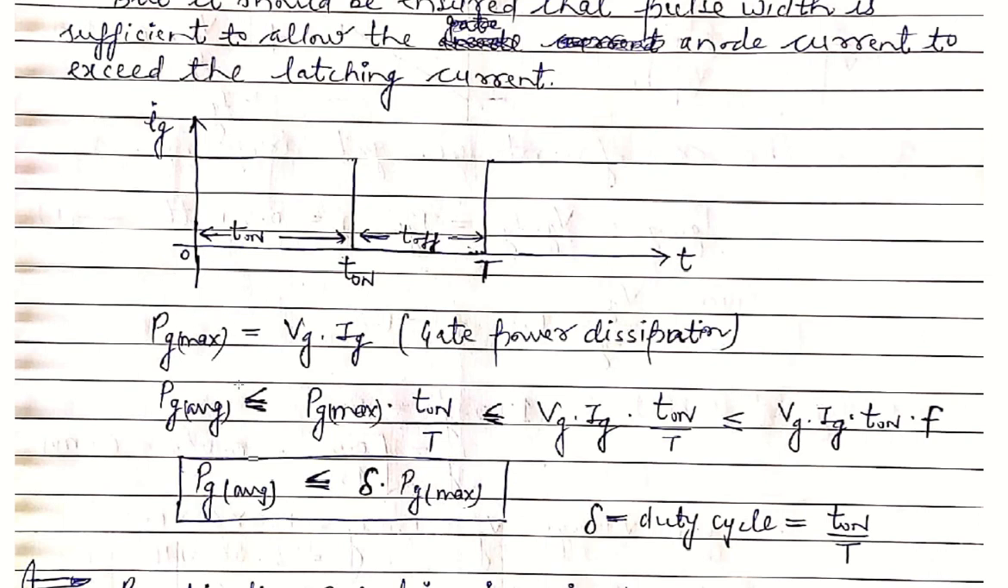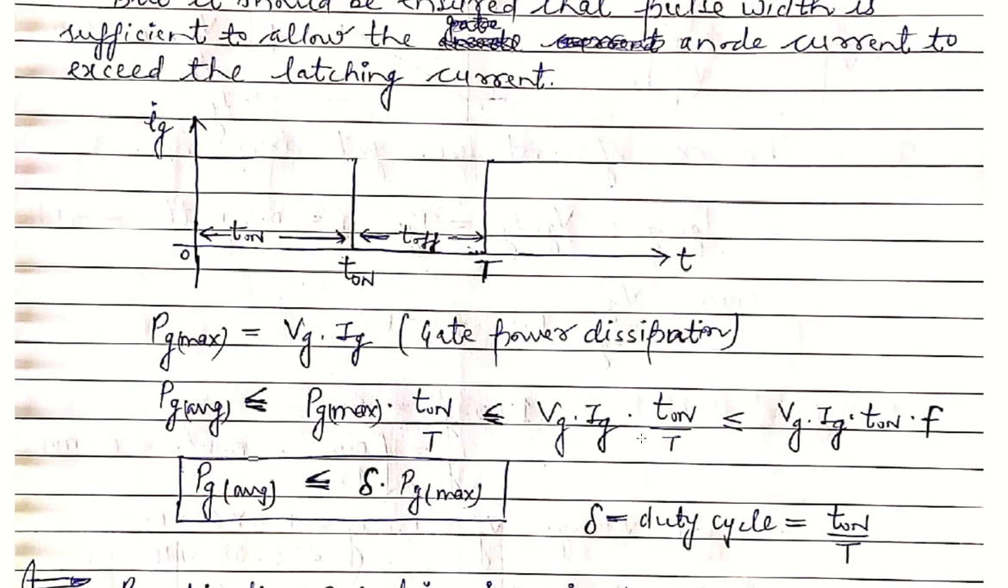But the condition in pulse triggering is that PG average, which is the average gate power dissipation across the gate cathode junction, is always less than the PG maximum. Why? Because PG average means area under the curve. So PG maximum is applied up to T on time out of T time, so T on divided by T. Putting in PG maximum as VG into IG, it simplifies to VG IG T on into F, because F is equal to 1 by T.